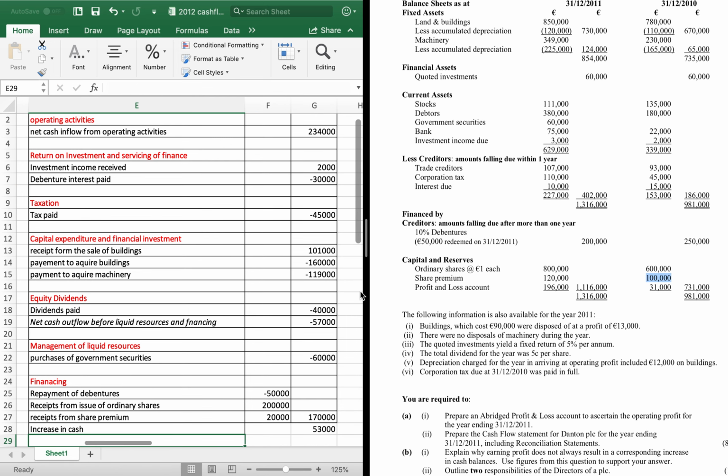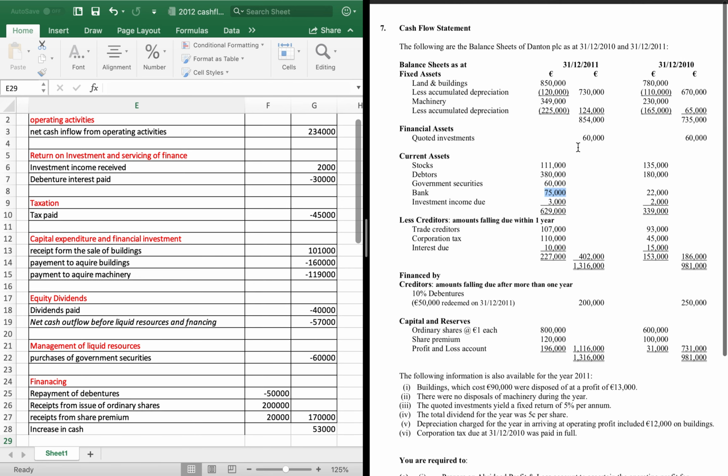Now you can actually know your answer before you do any of this. If we look at our cash position, it's money we have in the bank, basically. If we just look at the difference between our cash from last year and this year, which in effect is our bank, the difference between the 22 and the 75 is 53. So our bank has gone up by 53, which matches this.